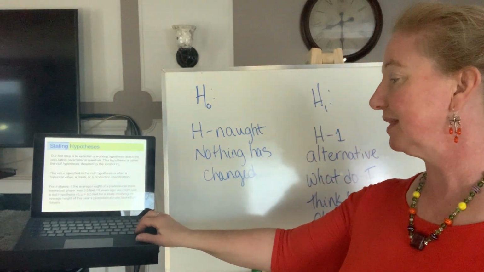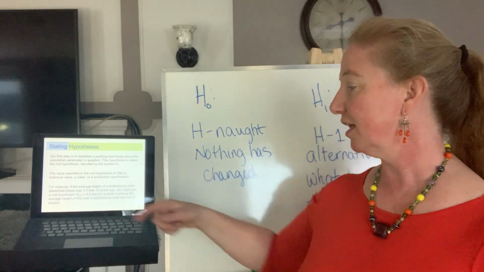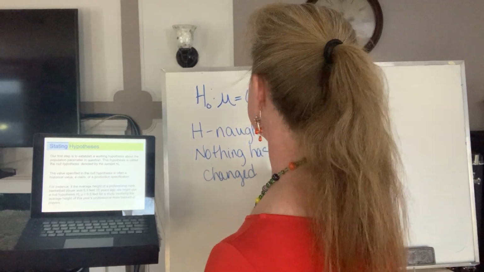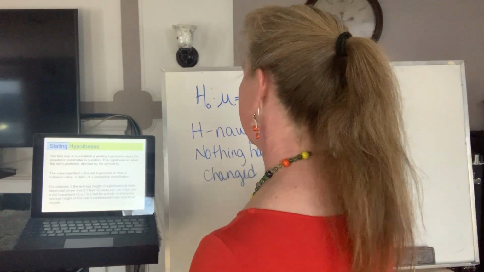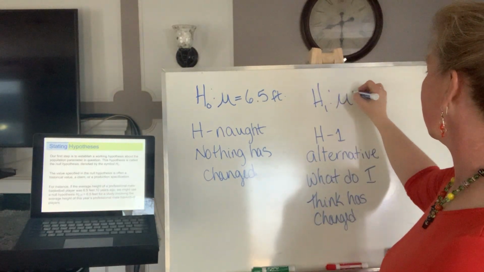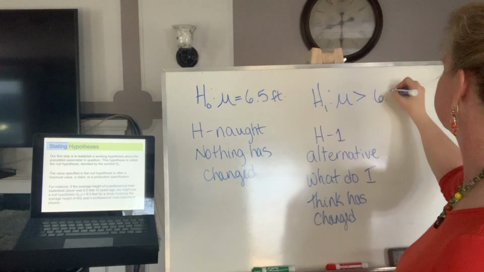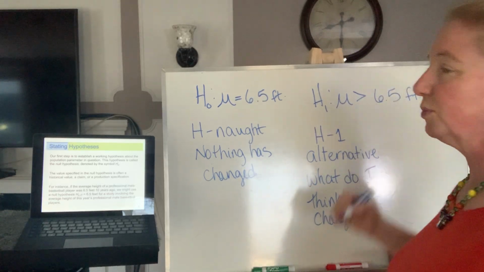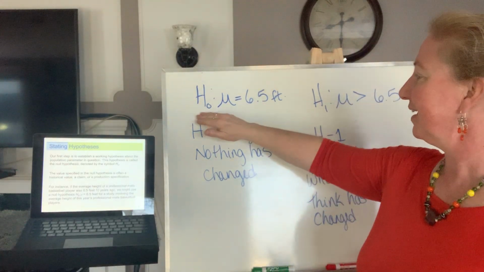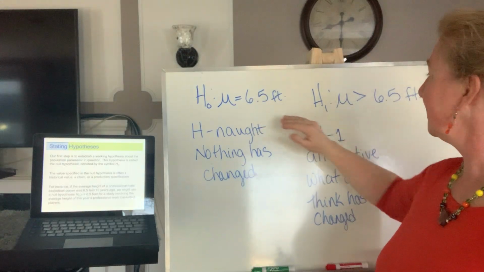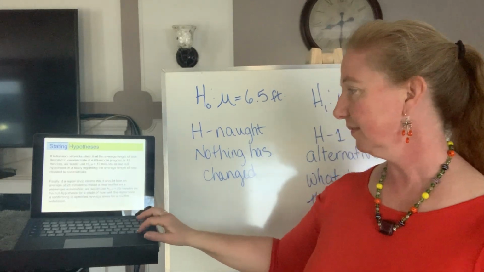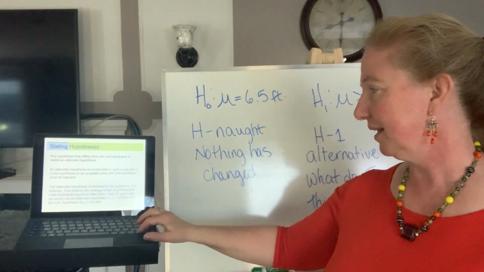For instance, I might say that H naught mu is equal to, this is how I write it out, 6.5 feet. It's the average height of an NBA basketball player. I might say, I think it's gotten bigger. They seem taller. When we moved to Indiana, I thought for sure that they grew them taller here. So H naught mu is equal to 6.5 feet. H1 mu is greater than 6.5 feet.